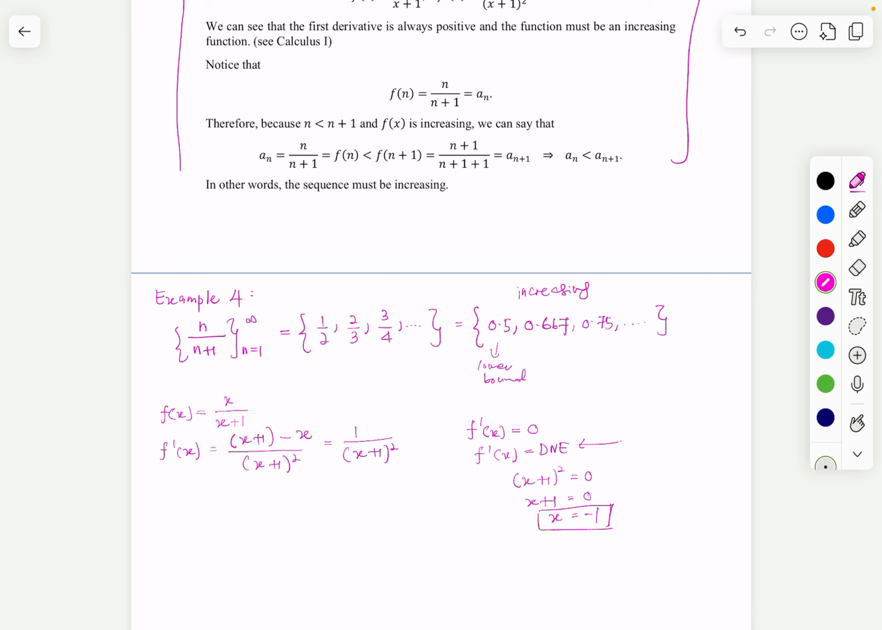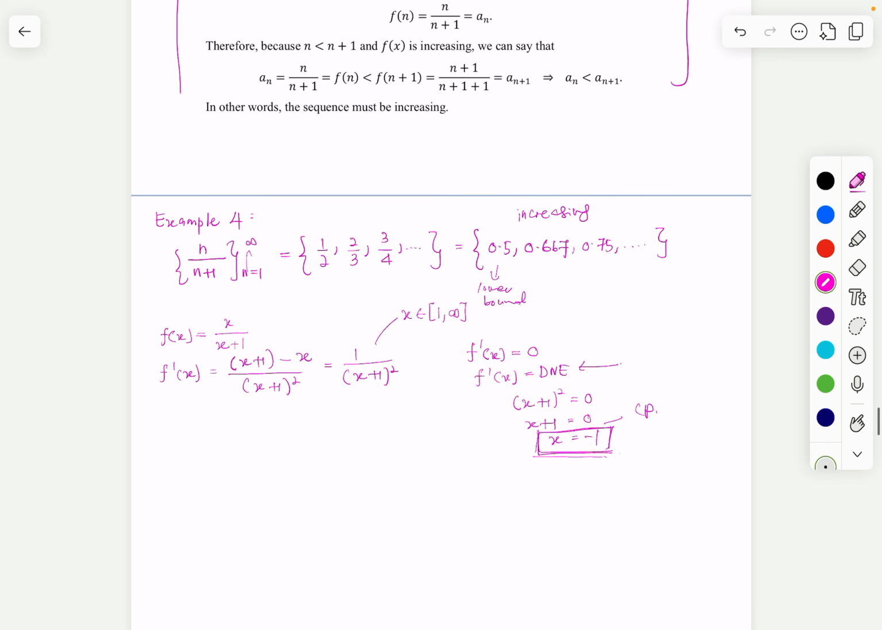But this critical point is not applicable for this function, because we see that this sequence starts from 1 to infinity. Okay, n is a natural number. It should always be a positive number. So it isn't affected by this critical point, because we just want to check for x in the interval of 1 to infinity. So it doesn't have a problem with x equals negative 1 as the critical point. Okay, so we can further proceed.